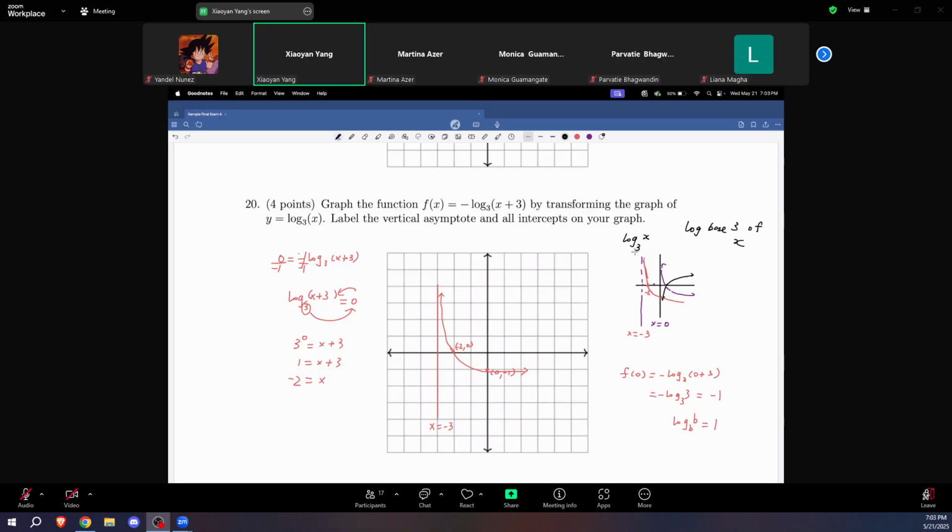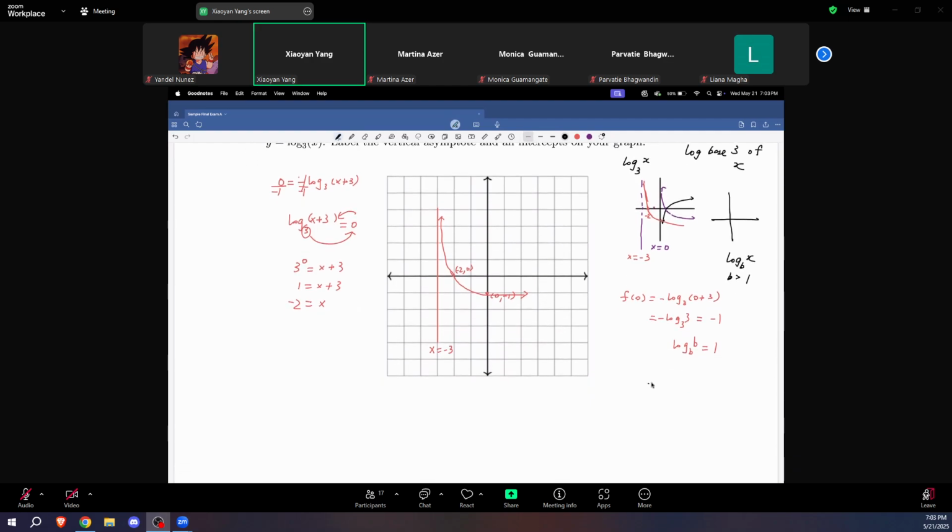If this is the number here, we usually use b to represent. And if this number is larger than 1, if b is larger than 1, this is the same as exponential. Remember exponential? Let's say b to the x. If b is larger than 1, so this is exponential increasing, okay?